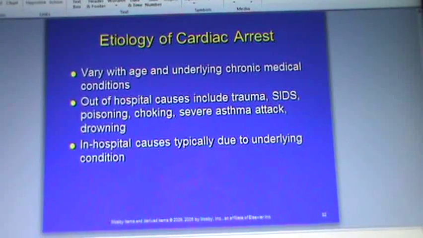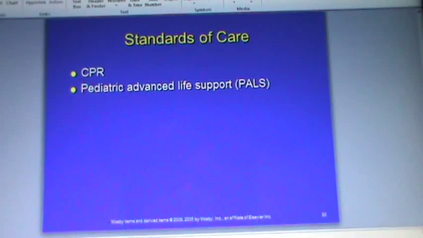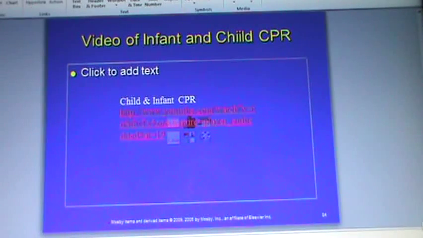It varies with age and the underlying chronic medical conditions. Out of the hospital, causes include trauma, SIDS, poisoning, choking, asthma attacks, or drowning. In hospital, causes are typically due to underlying conditions. CPR, Pediatric Advanced Life Support, which is PALS. These are the standards of care for what to do with respiratory arrest.